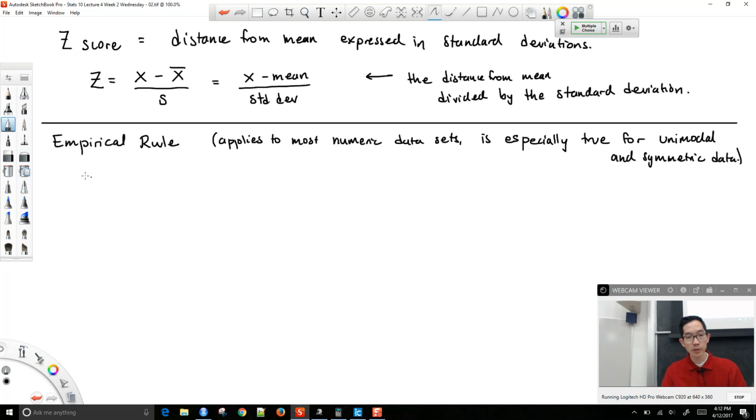And the empirical rule goes something like this. It says about 2/3, or about 68%, of data is within 1 standard deviation of the mean.